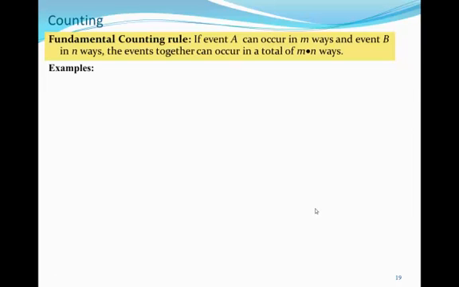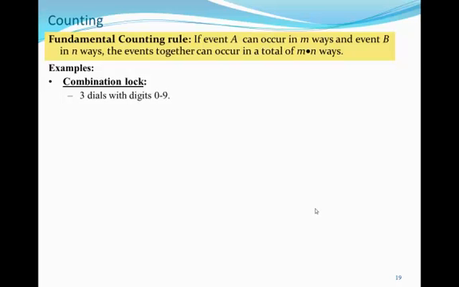So let's take a look at some counting rules, right? The first one is called the fundamental counting rule. If event A could occur in m different ways, and event B could occur in n different ways, the events together could occur in a total of m times n ways.